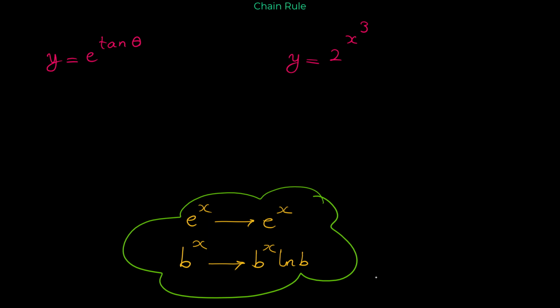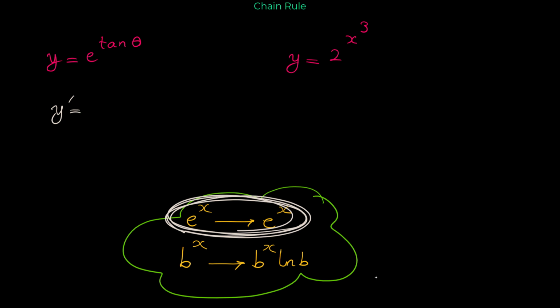These are the two formulas that we have for derivative of exponential functions. But attention, here we don't have e to the x, we have e to the power of something. Here we don't have a simple expression like x, we have a function, tangent theta. So we need to use chain rule for finding the derivative of e to the tangent theta. Based on this formula that we have for e to the x, the derivative of e to the tangent theta is also e to the tangent theta.